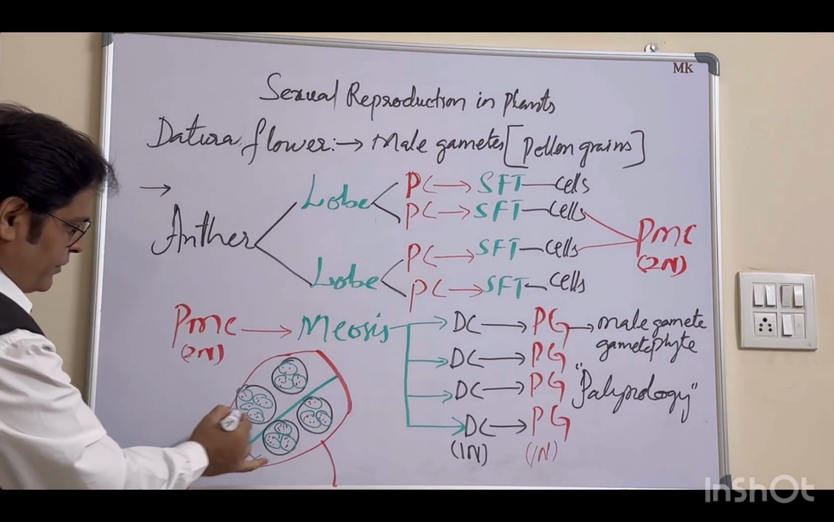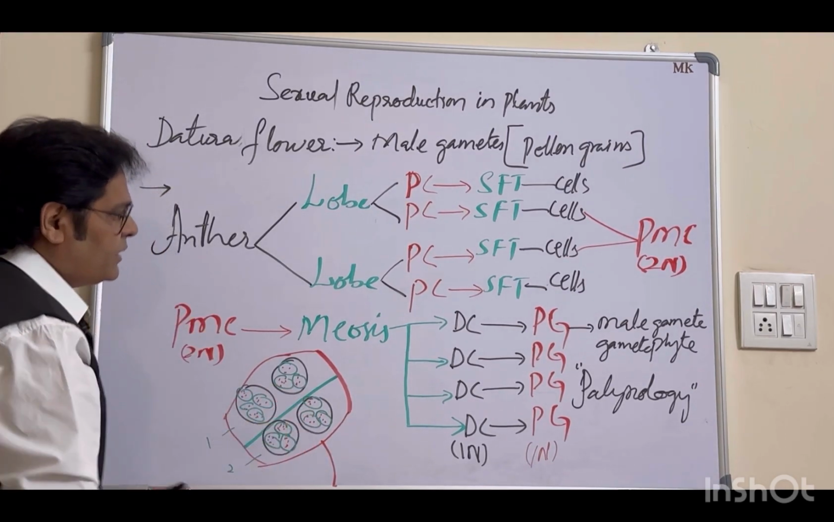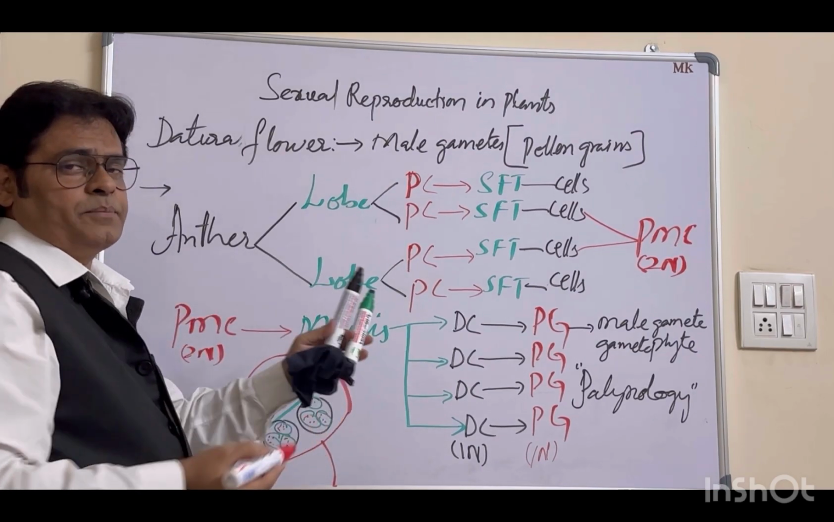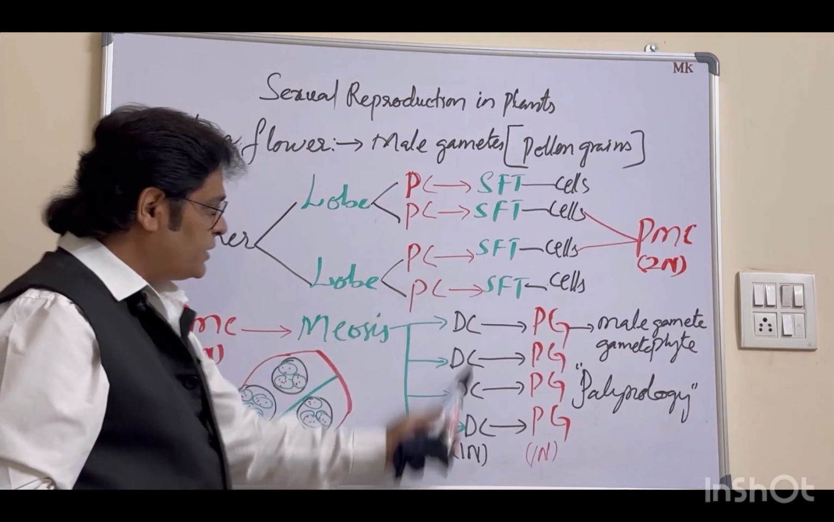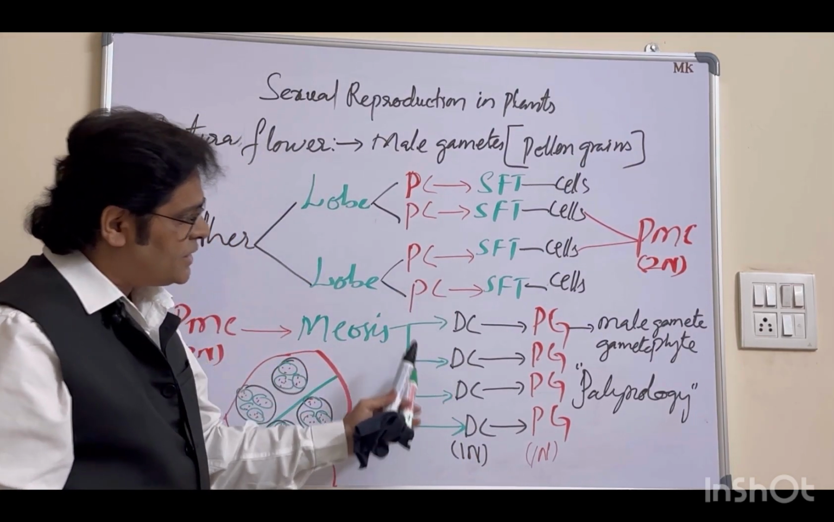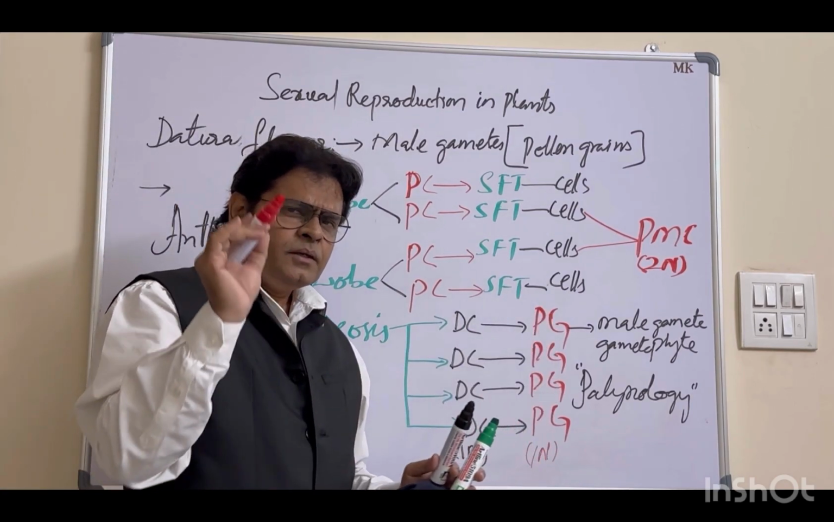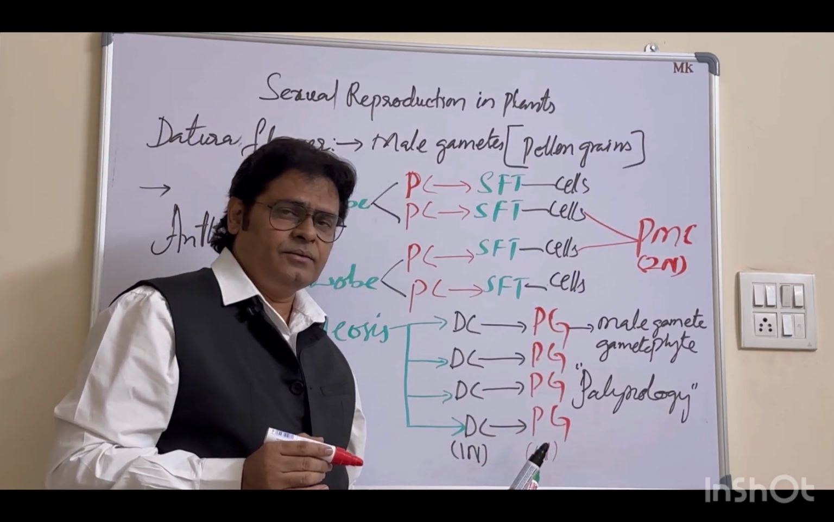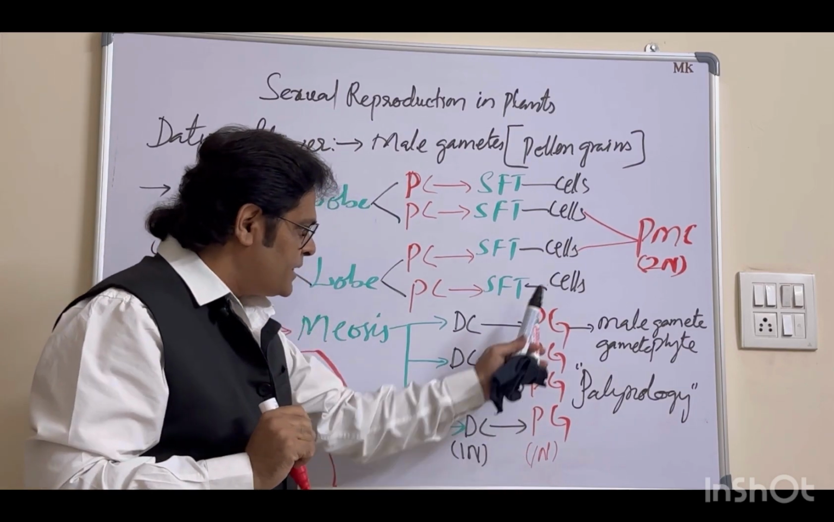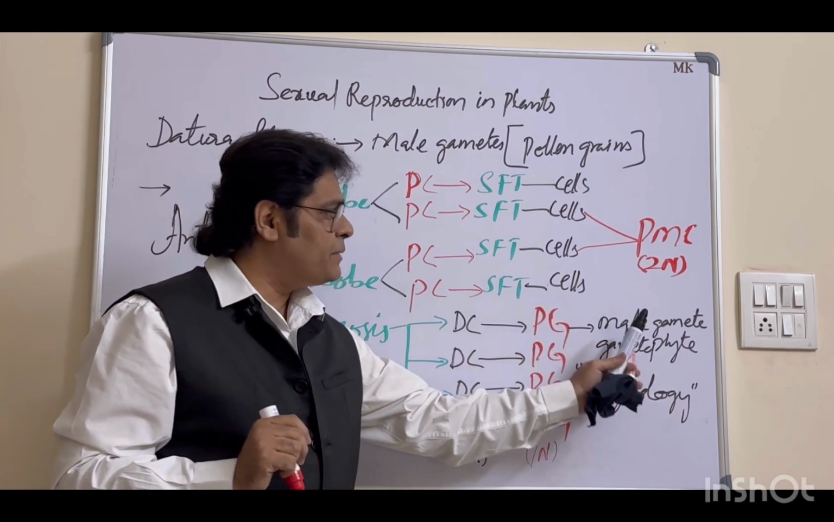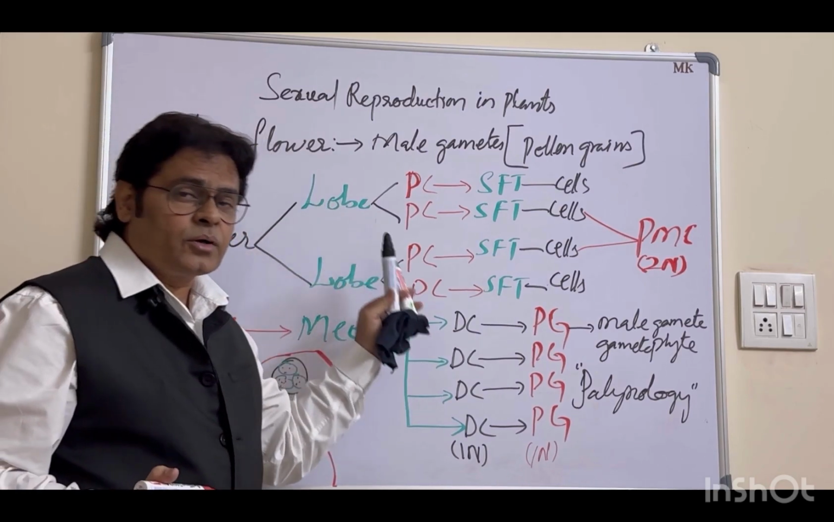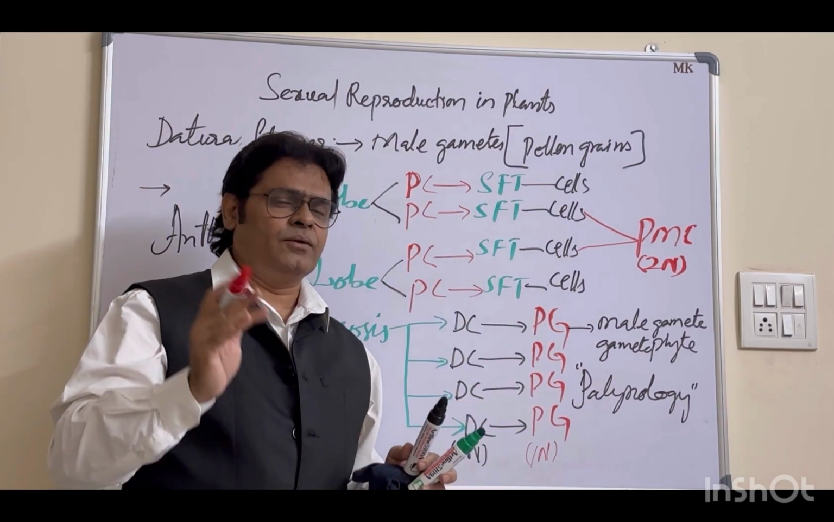Hope everybody understood each and every part here. Now, out of many cells here, few cells convert into pollen mother cells, which are diploid in condition. They undergo meiosis and produce four daughter cells. Daughter cells are haploid. In future, all four daughter cells convert into pollen grains, which are also haploid. Diploid means two sets of chromosomes; haploid means one set. So the pollen grain is otherwise called the male gamete or male gametophyte, and the study and formation of pollen grains is called palynology.